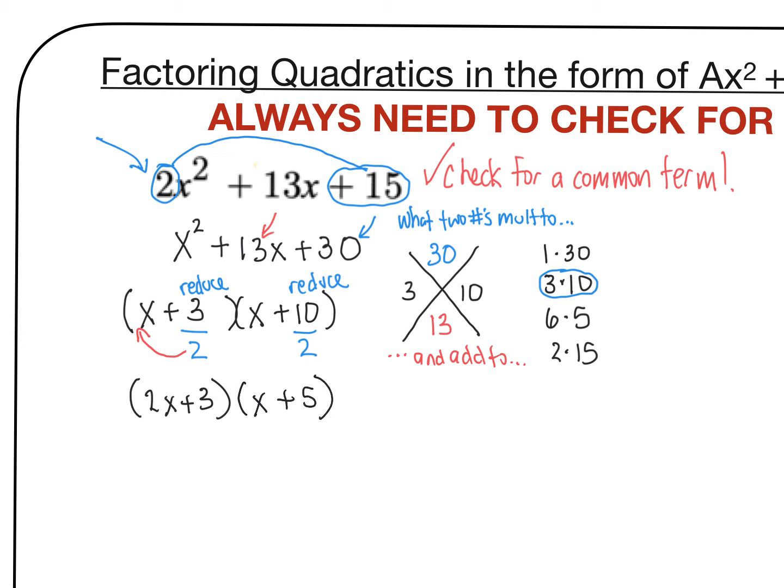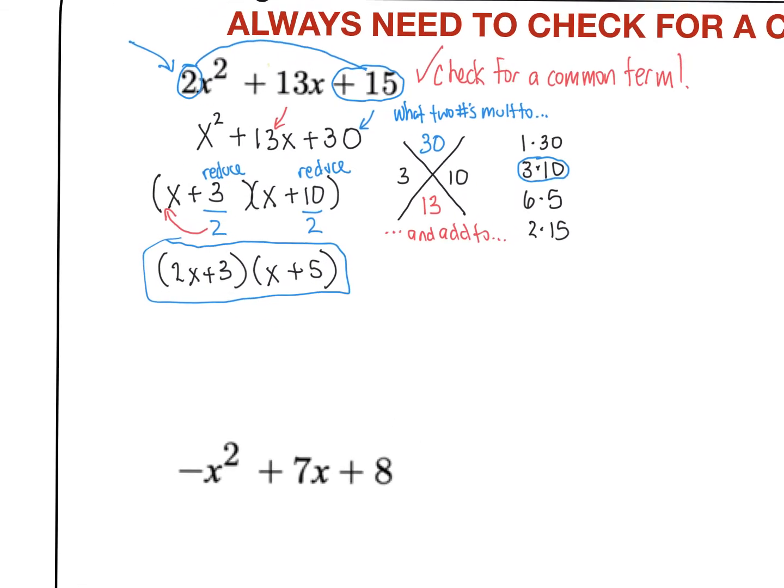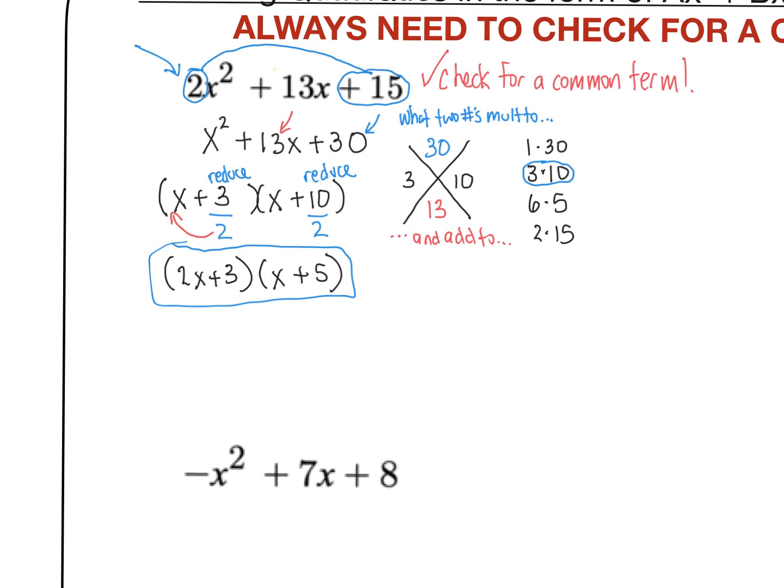Okay. So now this is going to be my proposed solution. And like anything else, I want to multiply that out so we can check our answers, because it's always a good idea to do so. So I get 2 times x, which is 2x squared, 2x times 5, which is 10x, 3 times x is 3x, and 3 times 5 is going to give me 15.